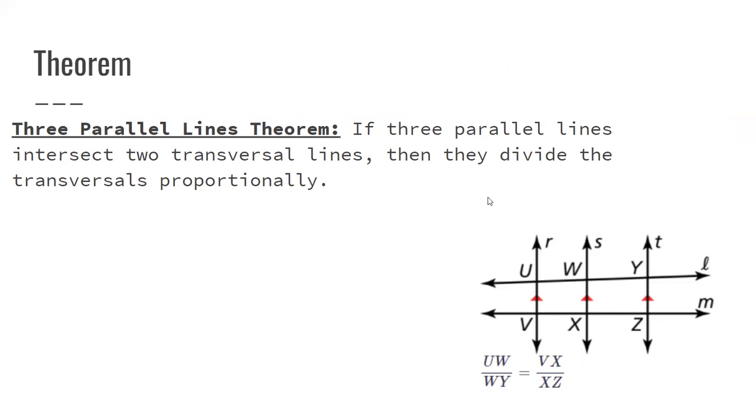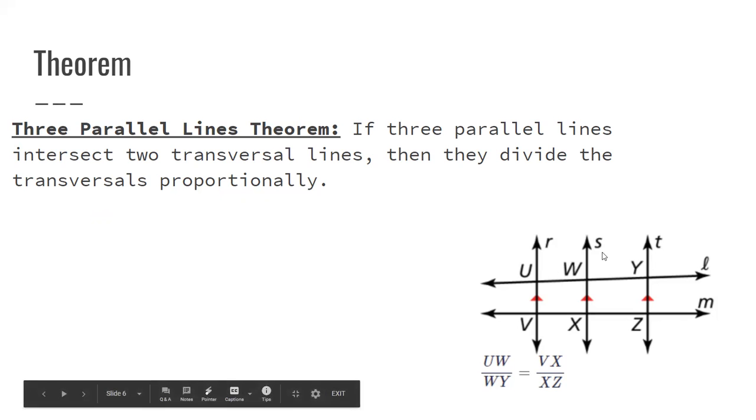Okay, so using three parallel lines, think back in chapter 3 when we had two parallel lines cut by a transversal. This is kind of extending upon that, but not looking at angle measurements. It's looking at lines and proportions of those line segments. So if we have three parallel lines that intersect two transversals, then they divide those two transversals proportionally.